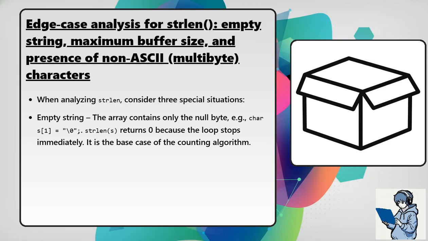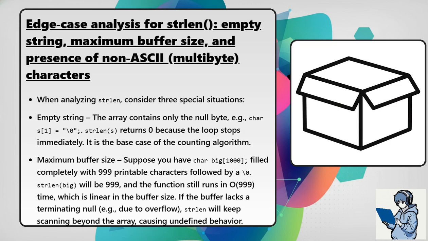Empty string: the array contains only the null byte. For example, char s[1] = "\0"; strlen of s returns 0 because the loop stops immediately. It is the base case of the counting algorithm.